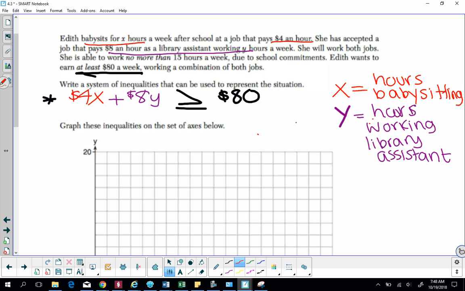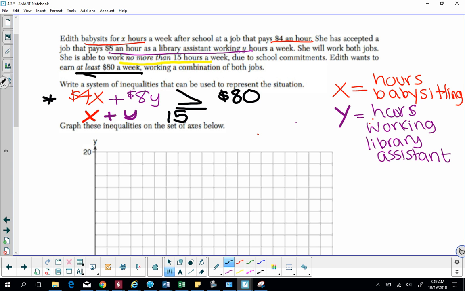So my total amount of hours, not including any money, babysitting, and my total amount of hours doing library assistant, they want to work no more than 15 hours, right? So I know I'm going to be relating it to 15. If I want to work no more than 15 hours, can I work 24 hours? No. Could I work 1 hour? I could, if it's no more than 15, if I can make all that money in 1 hour, but that's what we're trying to figure out. Can I make all that money in 1 hour?